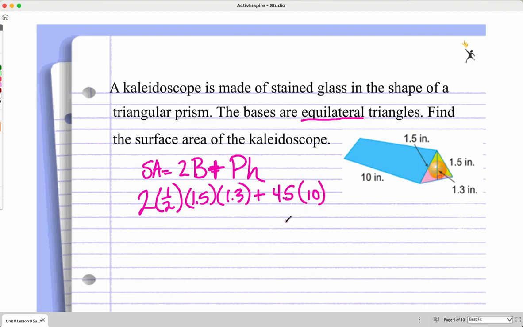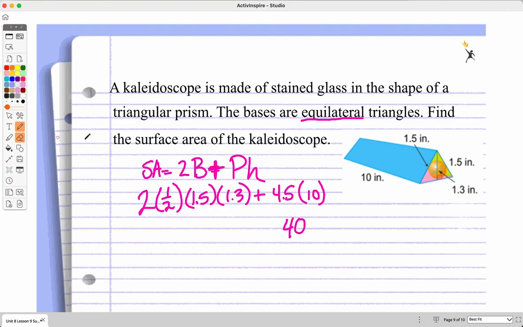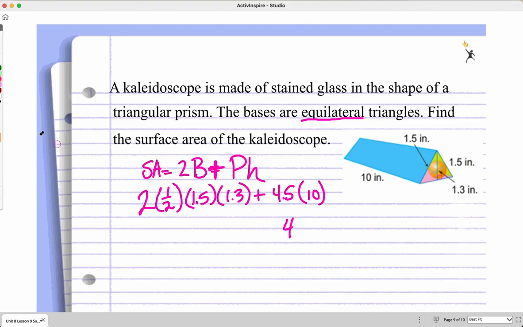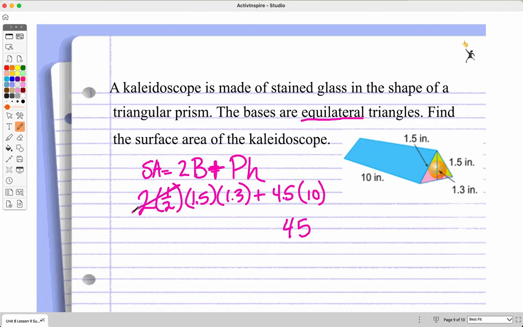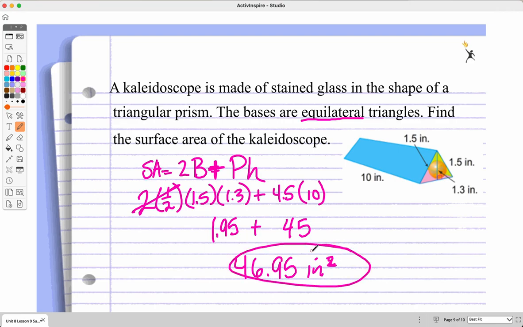So the last one's pretty easy. It's 45. Thank you, base 10 principles. Thank you, base 10, and our number system being base 10. It's a pretty easy math move. And then again, these two are going to cancel each other out with that multiplicative inverse. 1 5/10 times 1 3/10 gives me 1 95/100 plus 45. So 46 95/100 inches squared is our surface area, how much it takes to make the kaleidoscope out of stained glass material.